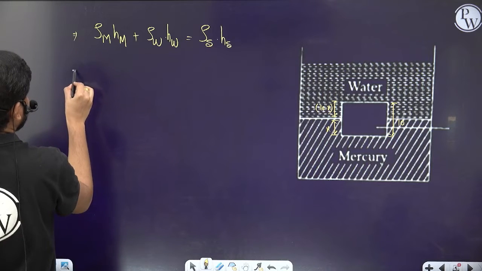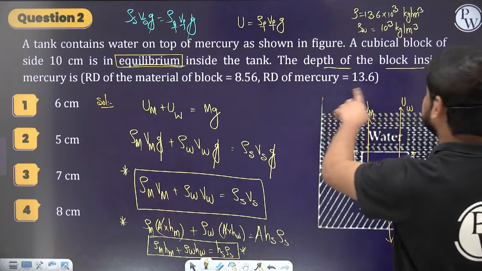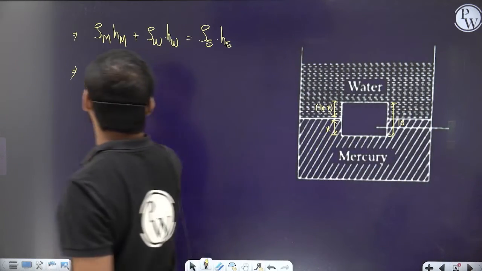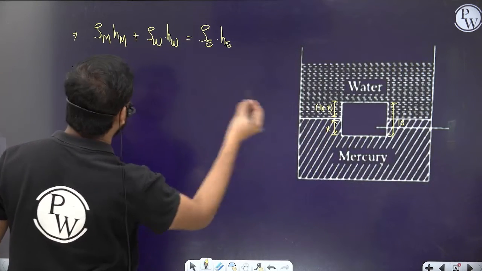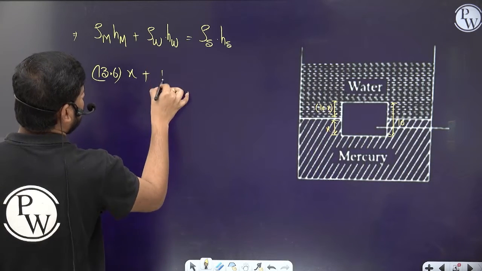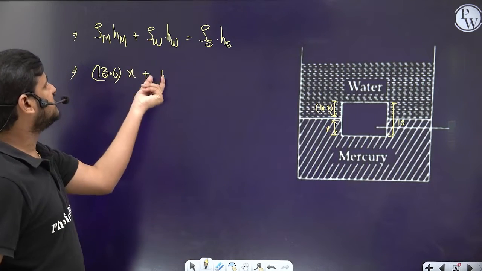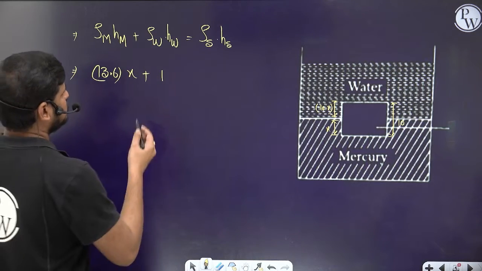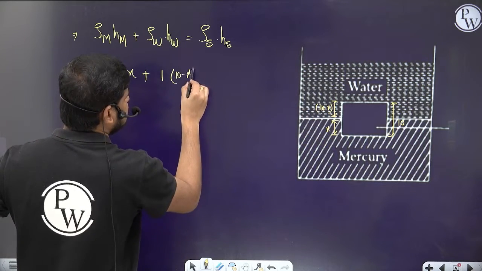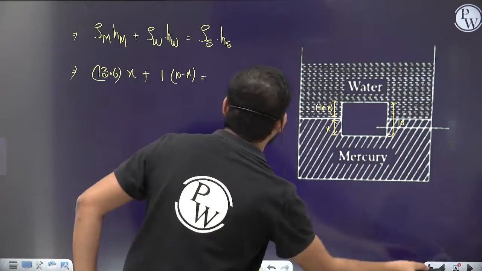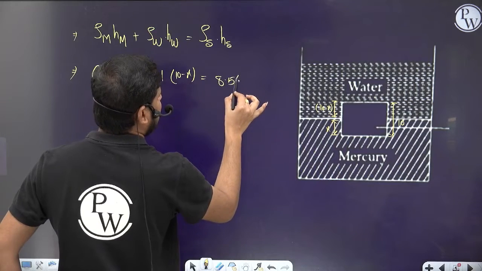So simply substitute the values. Rho_M, mercury value is 13.6, into the height in the mercury, let it be x. For the water, it is relative density, or specific gravity, so in gram per cc you should take. That's why I am taking the density of water as 1. Then the height in the water is 10 minus x, is equal to the density of the solid, which they gave in the question, 8.56, into H_S, the height of the solid.